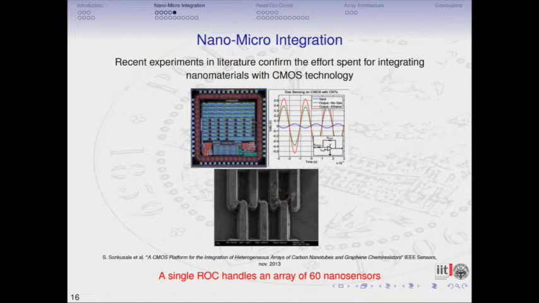If we assemble some conductive nanomaterials, probably we don't have a big issue. But if we have to measure a signal from a nanosensor that is in the order of nanoamperes, so if we use semiconductor nanomaterials, this approach is not suitable.